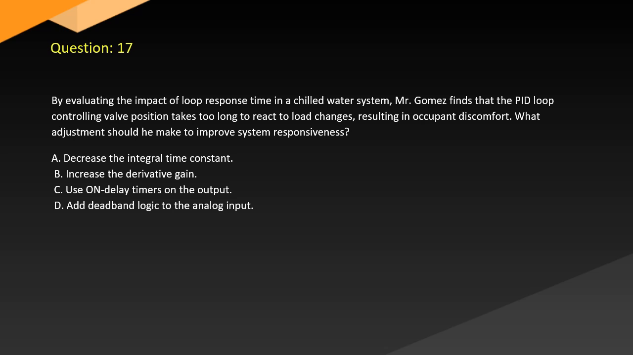Question 17. By evaluating the impact of loop response time in a chilled water system, Mr. Gomez finds that the PID loop controlling valve position takes too long to react to load changes, resulting in occupant discomfort. What adjustments should you make to improve system responsiveness? A. Decrease the integral time constant. B. Increase the derivative gain. C. Use on-delay timers on the output. D. Add deadband logic to the analog input.